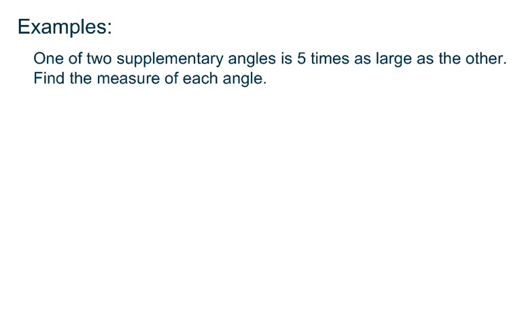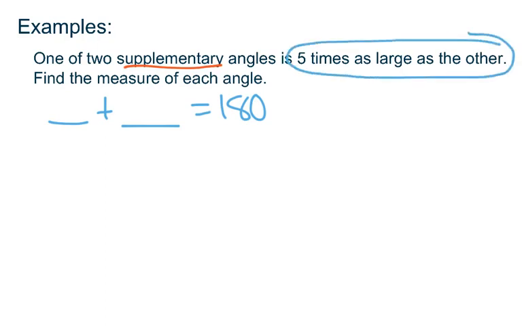So this first example: one of two supplementary angles is 5 times as large as the other. Find the measure of each angle. So first thing, I see supplementary, so what that means is I'm going to go 2 placeholders equals 180 degrees. I'm going to read the problem a little more, and I see something that talks about the relationship between the two angles. One of them I know absolutely nothing about, so that will be x. The other one is 5 times as large. That means it's going to be 5x.